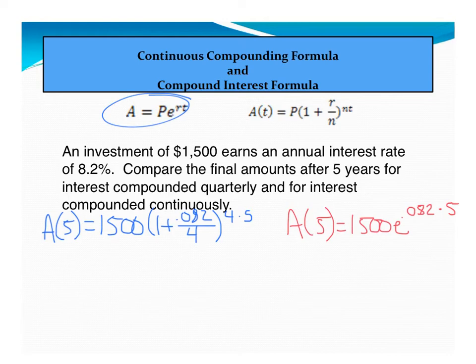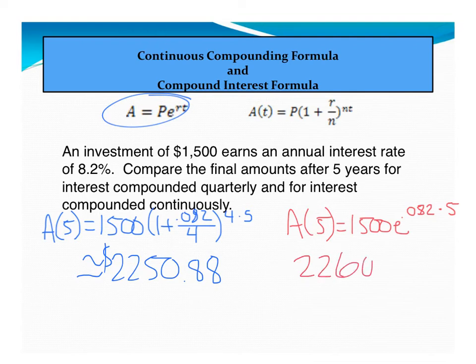Now we're going to work these out in our calculators. Make sure you're plugging them in correctly and you're very careful. So what I'm going to have for the quarterly will be $2,250.88. Man, it's a solid interest rate there of 8.2%. If you ever see that, take it. Now for continuously, we have $2,260.23. So if you can do the compounded continuously, you're going to make a bit more cash, and we like our cash. So there you go.